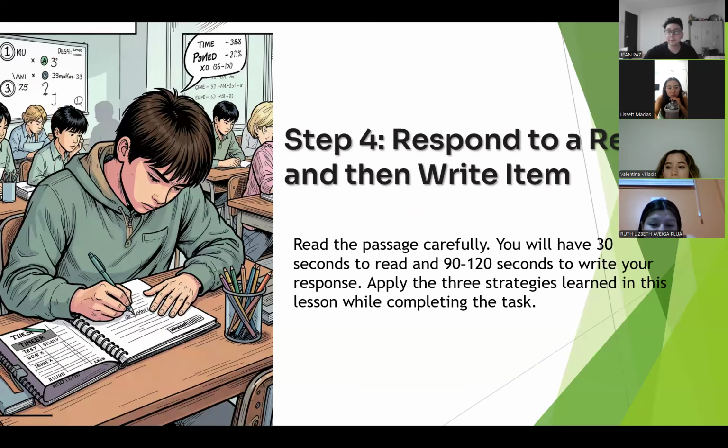And now we have step number 4, which is to respond to a Read and Then Write item. The student needs to read the passage carefully. They will have 30 seconds to read and 120 seconds to write their response. Then they need to apply the three strategies they learned in this lesson while completing the task.